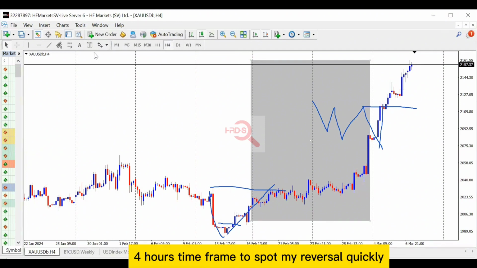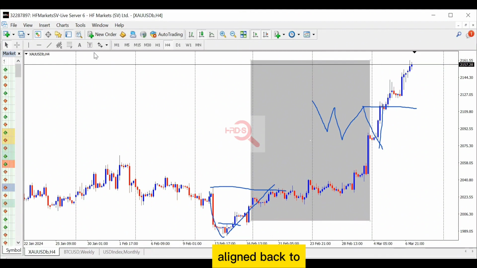So here, we noticed early in 4 hours time frame. I usually use 4 hours time frame to spot my reversal quickly. So that is to spot when the lower time frames has aligned back to monthly and weekly time frame.